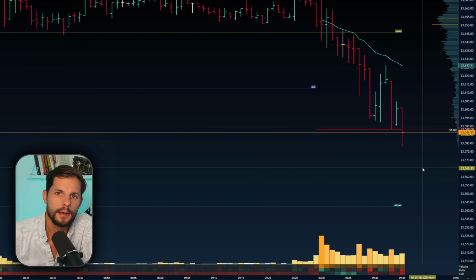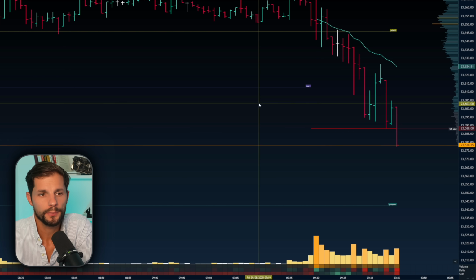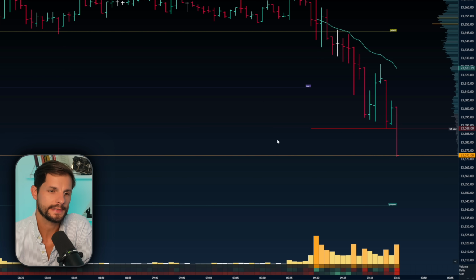Aligning your trade direction with VWAP means aligning with institutional flow. Okay, so VWAP, super important to use with this opening range strategy. Let me talk you now through a real trade example using this method on the NASDAQ.